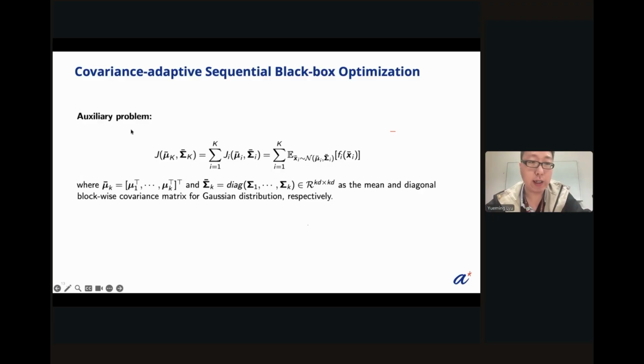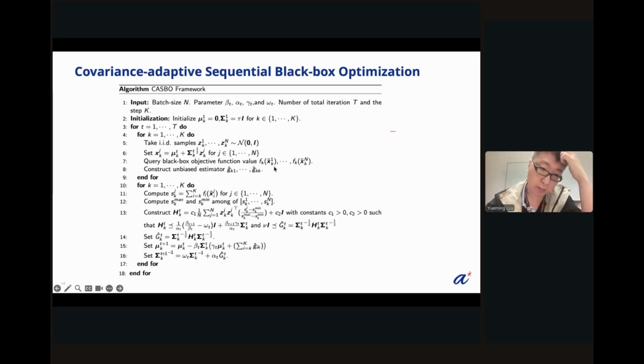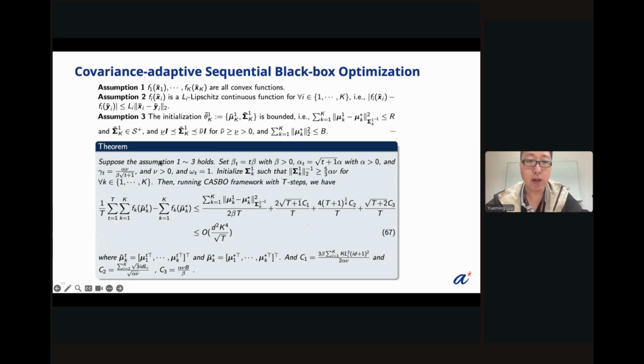Okay, we relax this problem under a sequential Gaussian distribution. So here's the algorithm. In this algorithm, we use some regularization to control the eigenvalue of our covariance matrix. This technique is used to derive the convergence rate. Here are the assumptions we used.